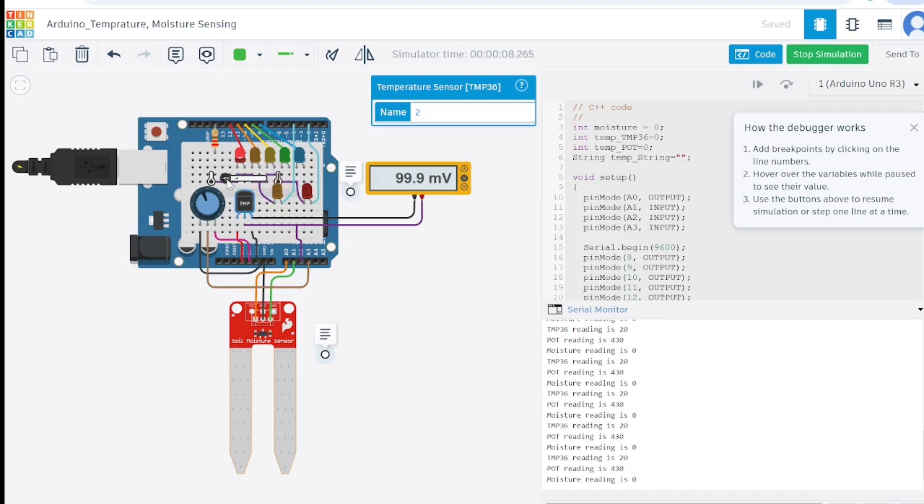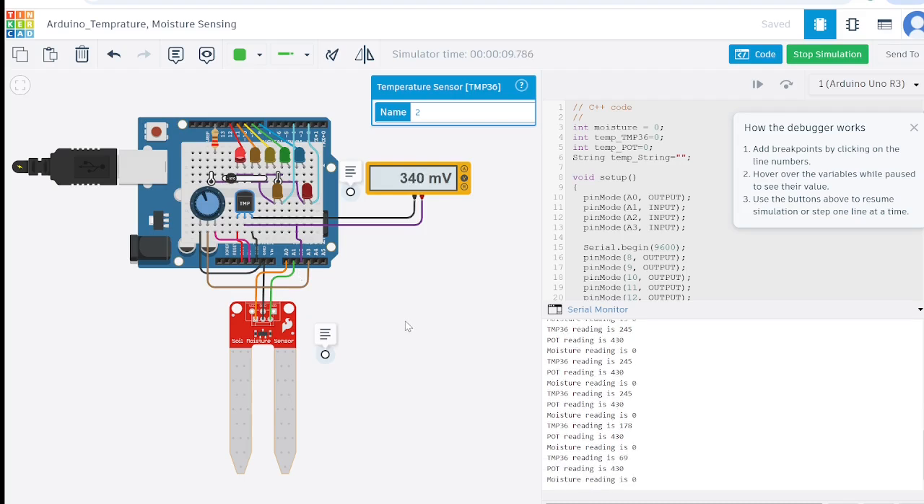So you see here, the temperature is at the minimum, and you see the voltage on the voltmeter. I'm increasing it. See, the voltage is increasing, and as soon as I cross the threshold point, the LED goes red. If I go back, it just turns off.